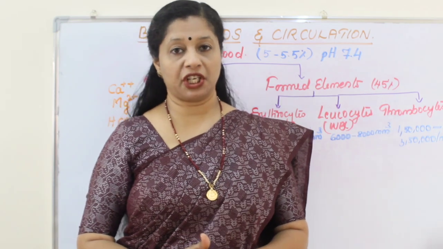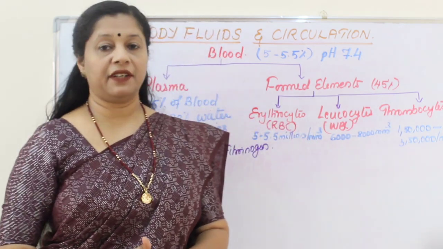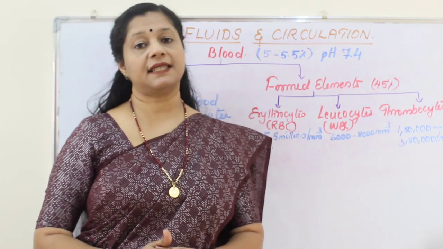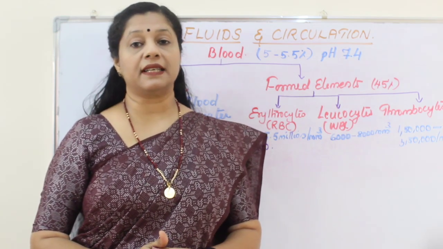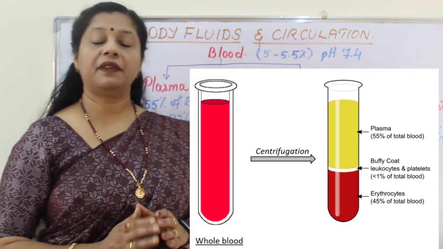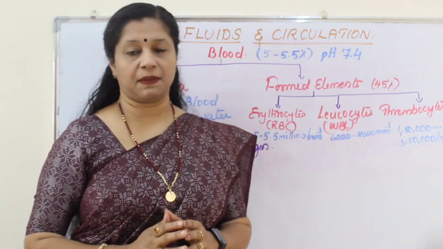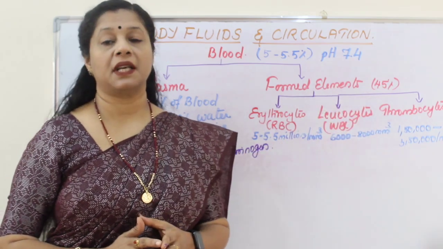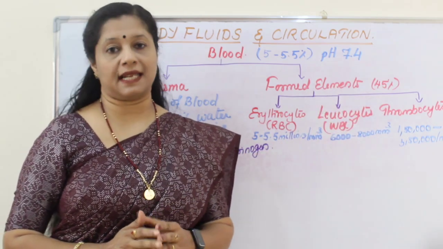Coming to the composition of blood. Blood is a connective tissue. So you know any connective tissue has got a matrix and the cells in it. The matrix here is a fluid matrix and that is called a plasma. So 55% of the blood is plasma. Then the rest of 45% are formed elements. Formed elements means the blood cells.